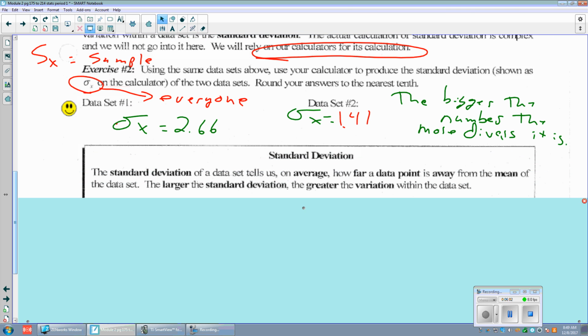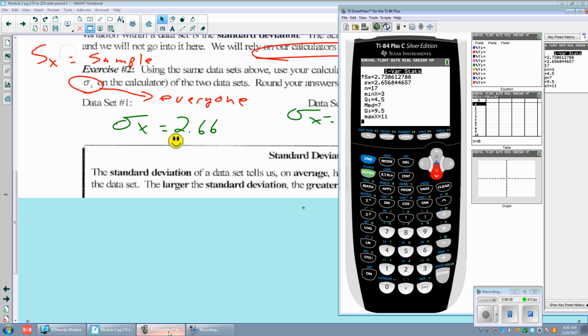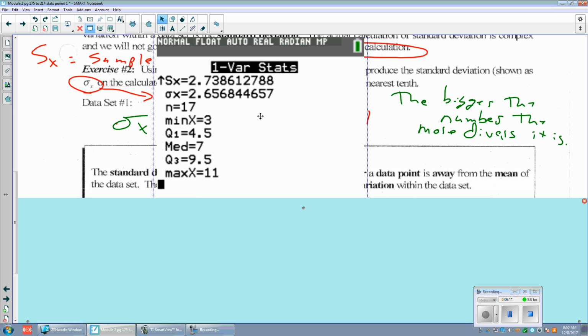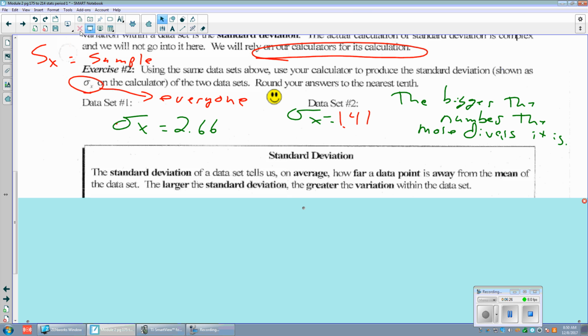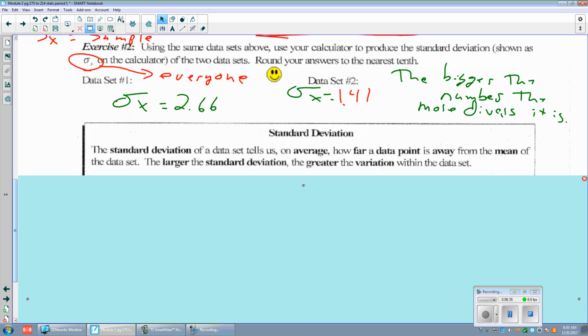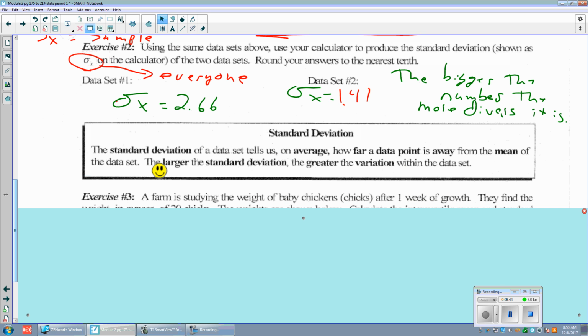So we take the 2 standard deviations. I read them off the calculator. Standard deviation for the first set of data is right there, 2.65, because we used everyone. That's just the sample if we didn't use everyone. The bigger the number is, the more diverse the population is. The definition of standard deviation tells us, on average, how far a data point is away from the mean of the data set. The larger the standard deviation, the greater the variation is.